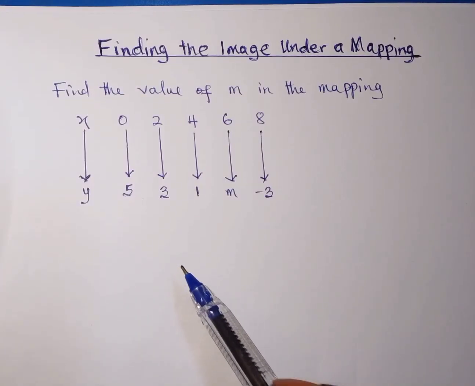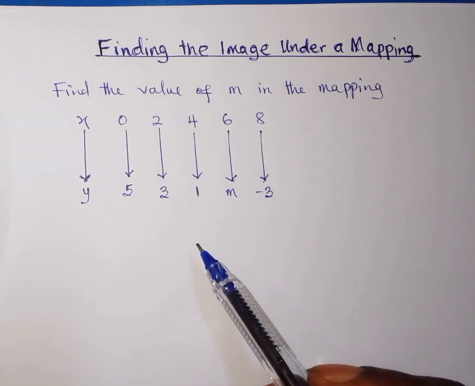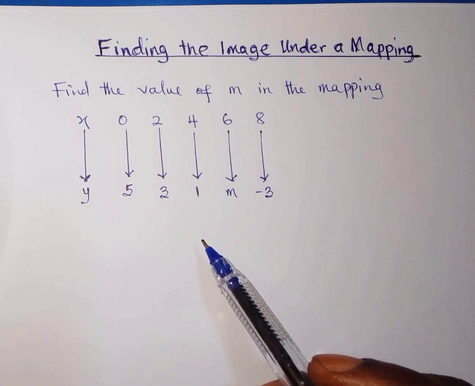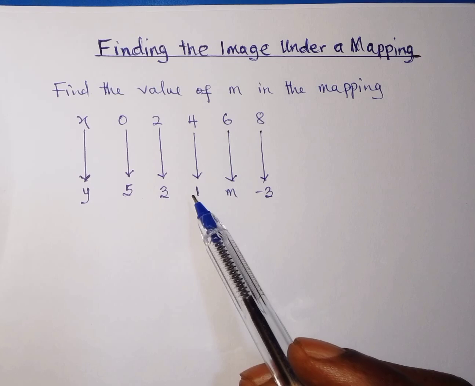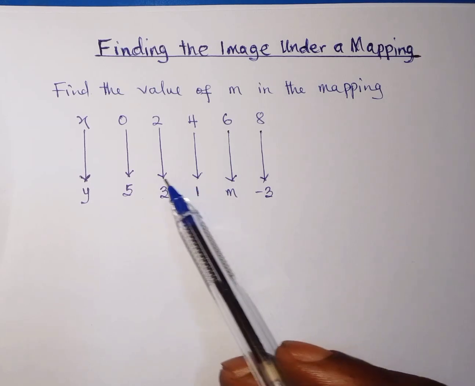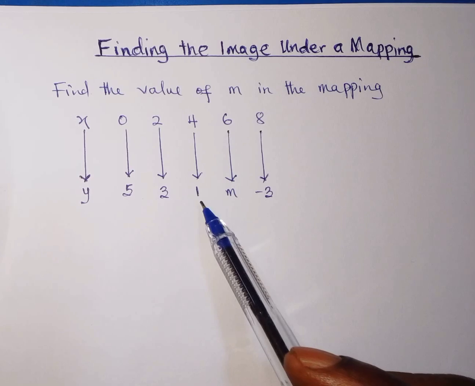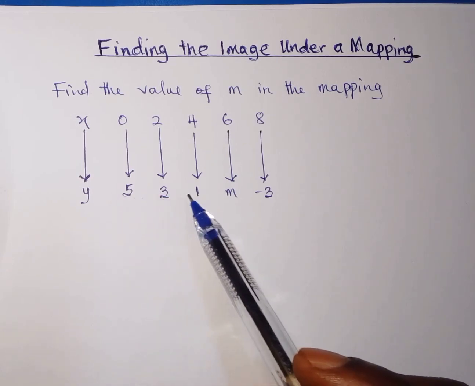In this one, we are asked to find the value of m in the mapping. So we are looking at how we can find the image under a given mapping. There are times that there will be a mix-up about what the image is. When we say image, we know that the image is part of the codomain. So we are looking at the element in the codomain.